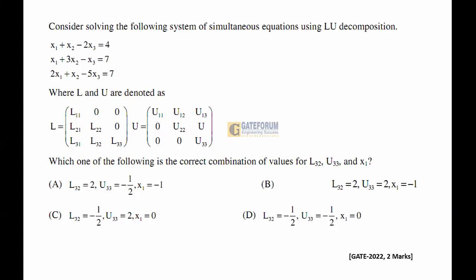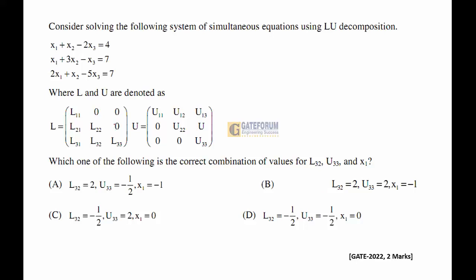So this is from engineering mathematics, from the topic either numerical methods or linear algebra. But this is for CS stream, it is a linear algebra related question only. So this is LU decomposition method. We require L33, L32, U33 and x1. So first we find L32, U33, then x1. Whether we find the value of x1 or not will depend on the options.